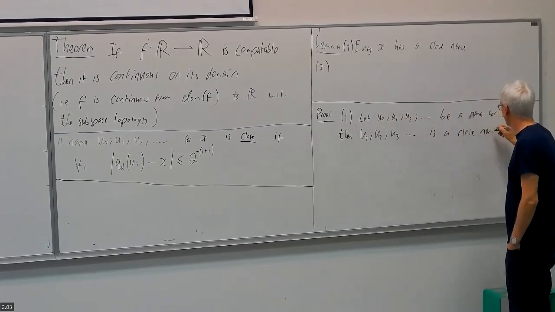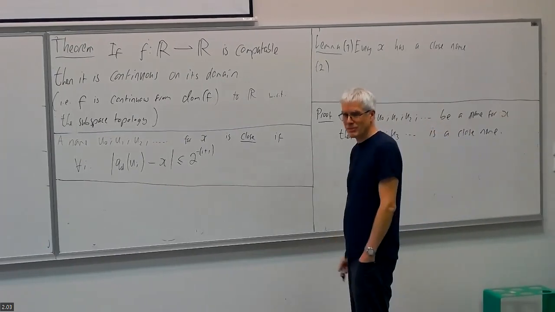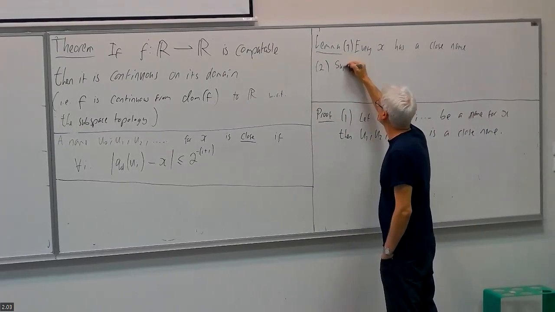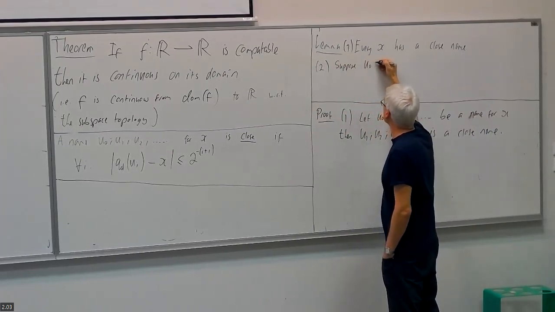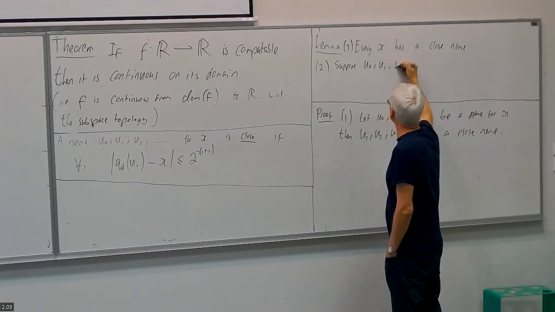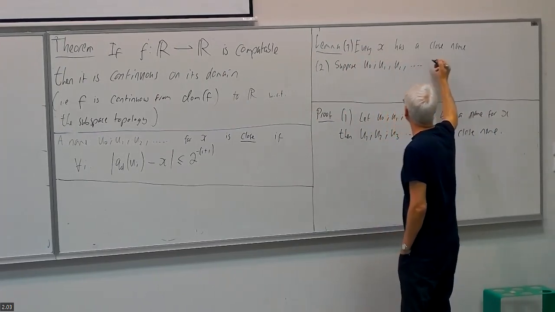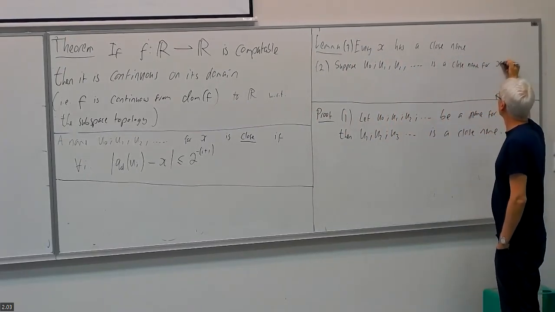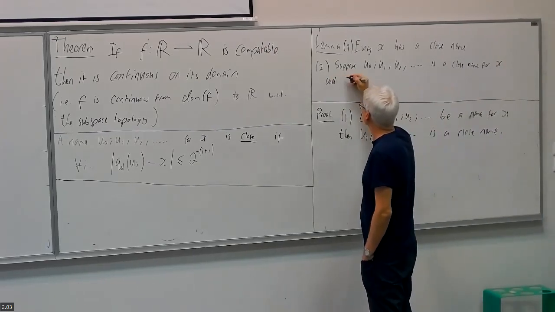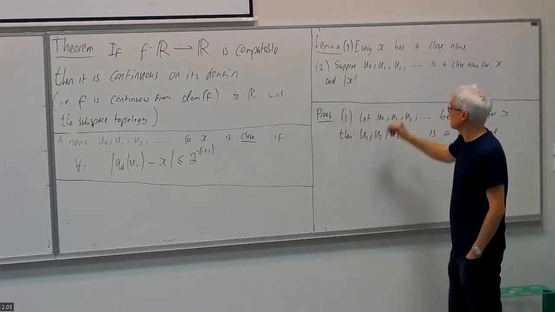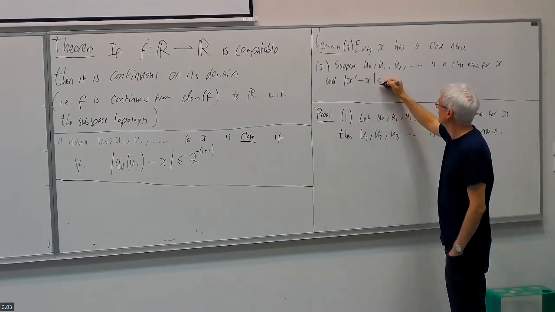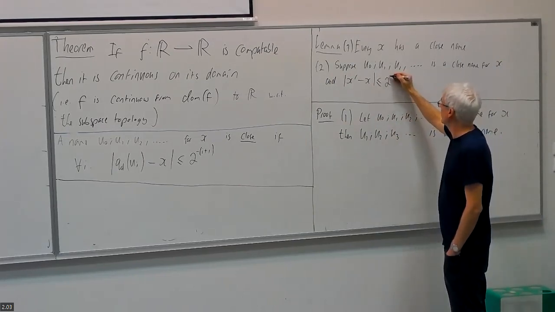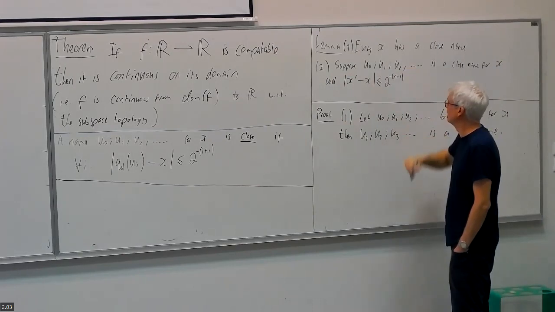So that's very easy. So what's the benefit of close names? Well, the property we're going to use of it is the following: suppose U0, U1, U2, and so on is a close name for x, and suppose we've got another real number x prime, where the distance between x prime and x is less than or equal to 1 over 2 to the n plus 1.